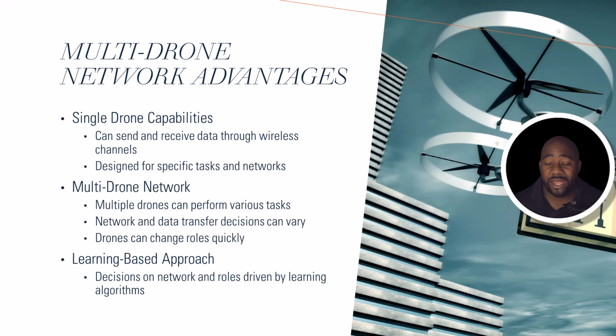In the case of a single drone, it typically can send data and receive data. It's typically designed for one purpose and one main job, a very specific task for a very specific network. Now, when that drone flies too far, it gets out of range of the wireless network, and that's when you start to see the problems that we have.